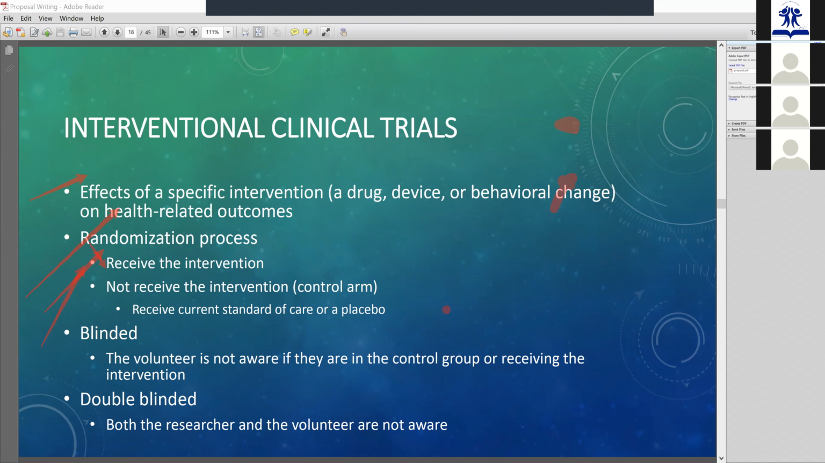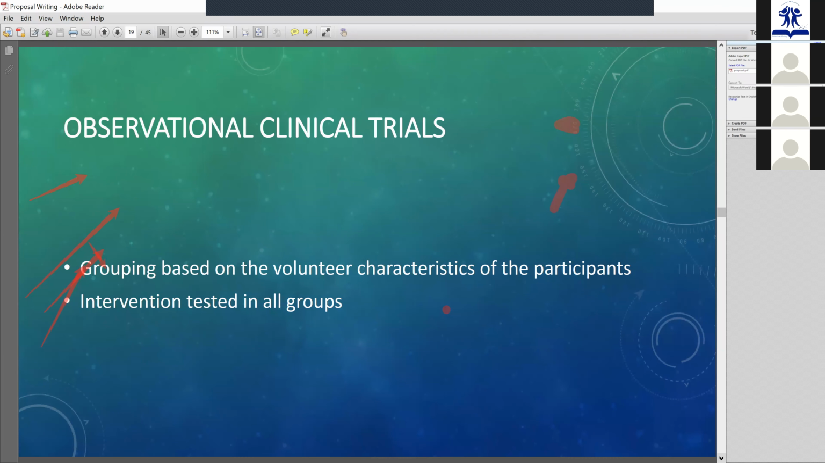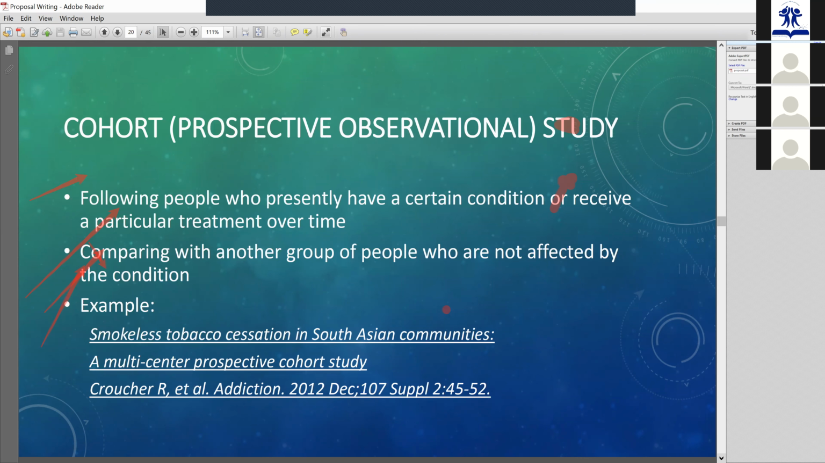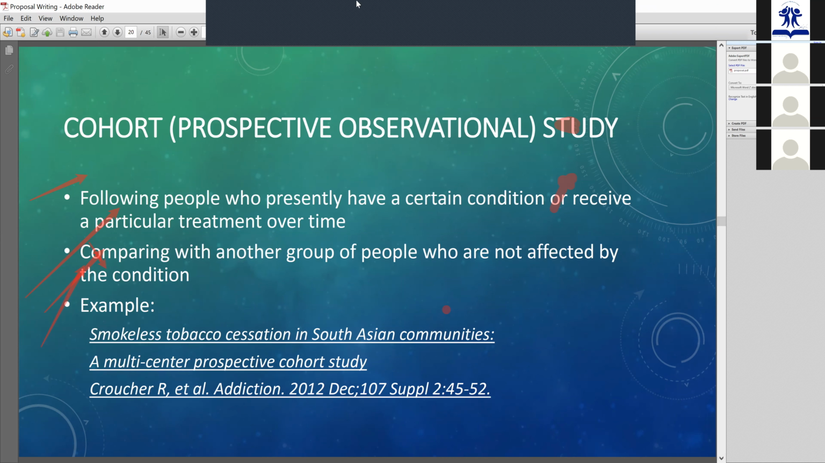In the observational clinical trial, you're not going to do any interference, any intervention, okay? You just observe, and the grouping is not done according to randomization, okay? It's done according to characteristics of the patients. Based on the characteristics, you decide that these patients should be given this drug and those patients should be given those drugs, okay?